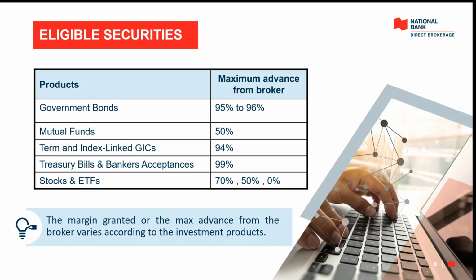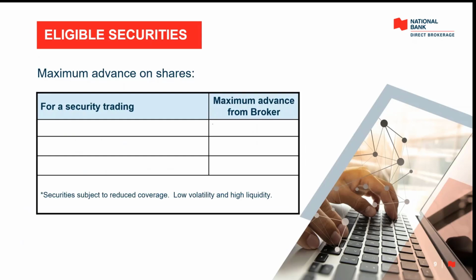Let's take a closer look at the stock and ETF securities. There are 3 levels of borrowing based on the share price of the security. In the first instance, shares at $5 and above are 70% marginable. Shares between $2 and $5 are 50% marginable, and those under $2 are not marginable. It is important to know that even if the stock is trading at $5 and over, the broker may not offer an advance or an advance of less than 70% on the stock.